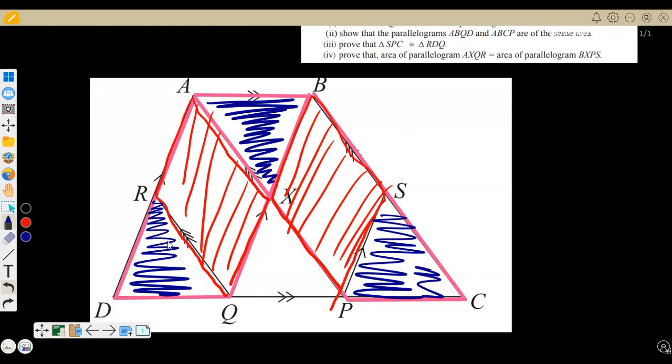parallelograms වලින් දැනටමත් අපි පෙන්නලා තියෙනවා RQD and SCP triangles are congruent to each other. That means they are equal in area. So we can remove them and ABX is common. So you know that the quantities which are obtained by subtracting equal quantities by same quantities are equal. නේද?